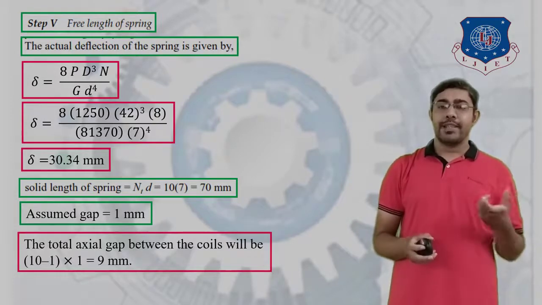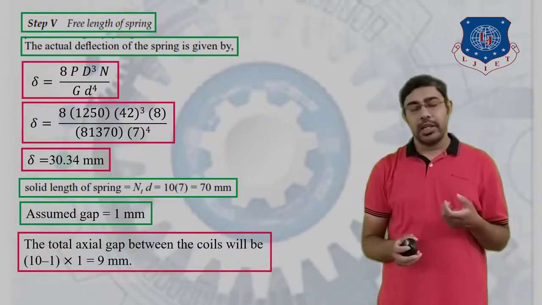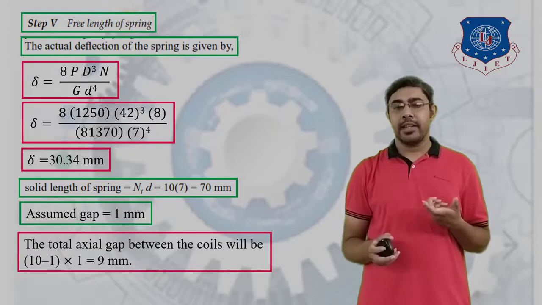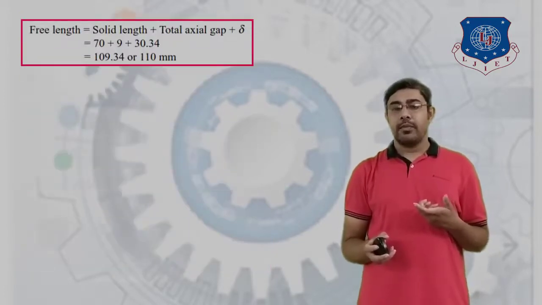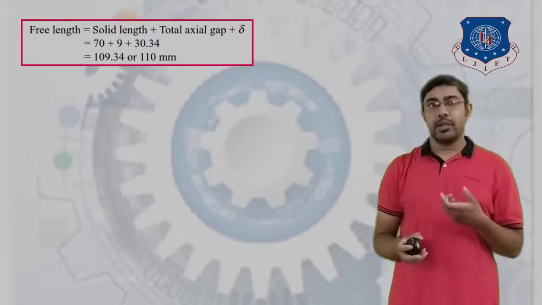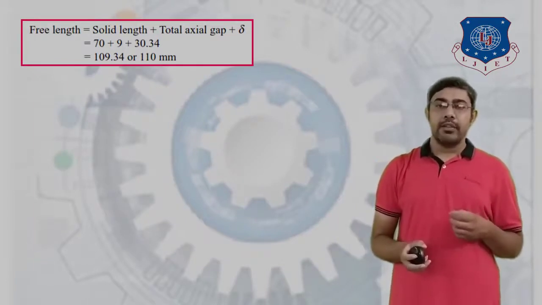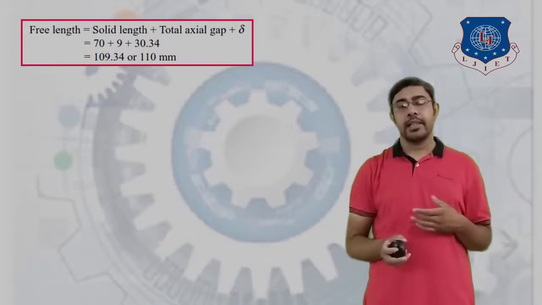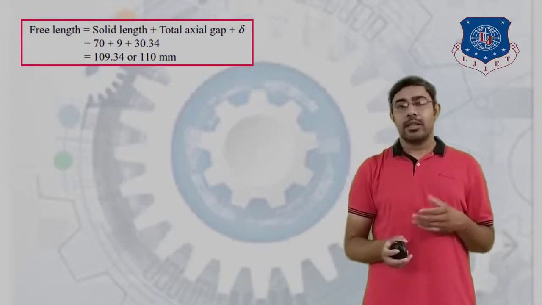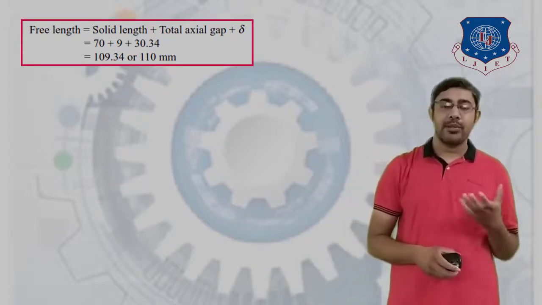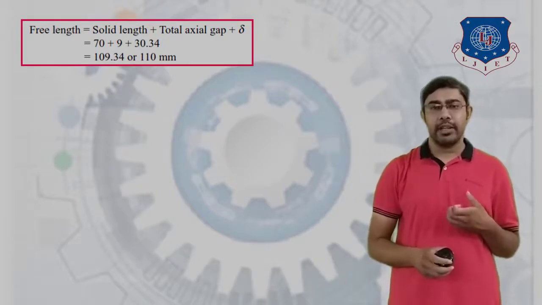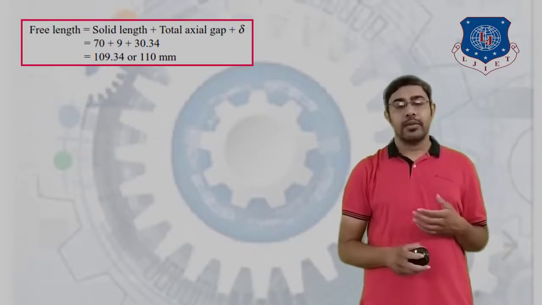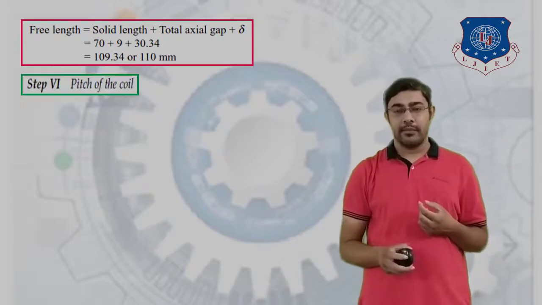So we know the equation: free length is equal to the solid length plus total axial gap plus deflection. We calculated the solid length in the previous slide, that is 70 mm, the total axial gap is 9 mm, and the deflection of the spring is 30.34 mm. If we place all these values, we get the free length equal to 109.34, or you can say 110 mm. So this is the free length, our required answer.